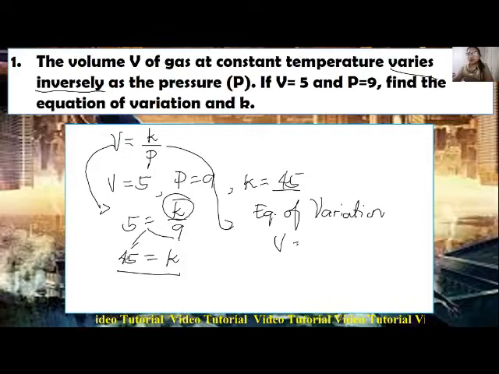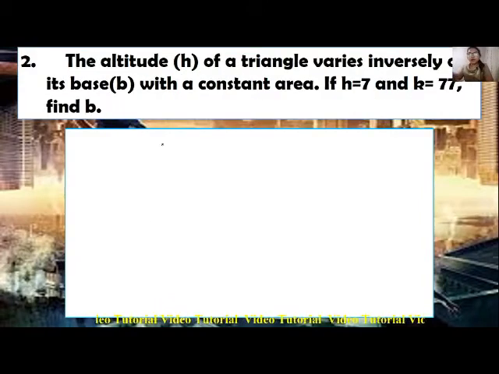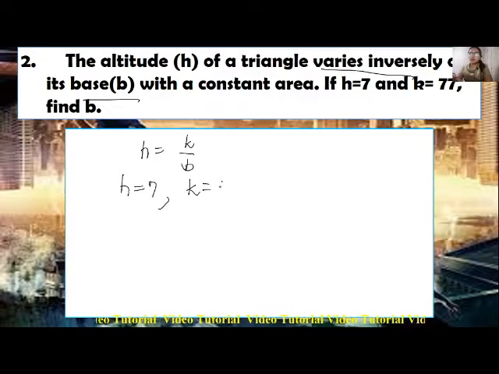So this will be V equals 45 over P. Next example: the altitude H of a triangle varies inversely as its base B with a constant area. If H equals 7 and K equals 77, find B. So H is equal to K over B, given that the altitude varies inversely as the base. The given values: H equals 7, K equals 77, and now we are looking for the value of B.